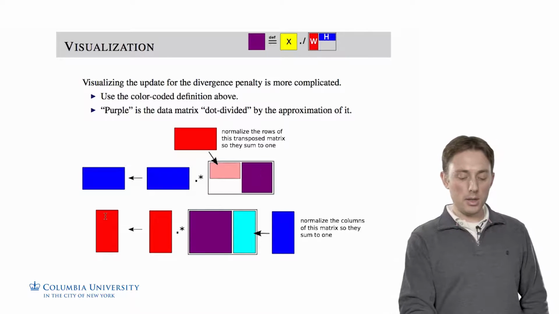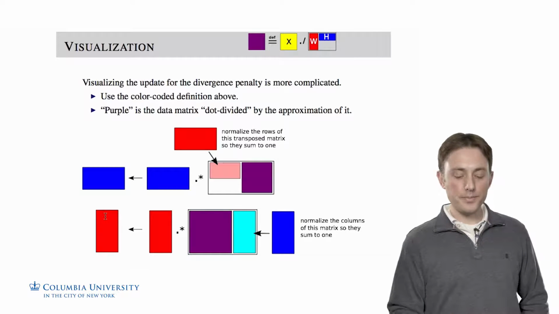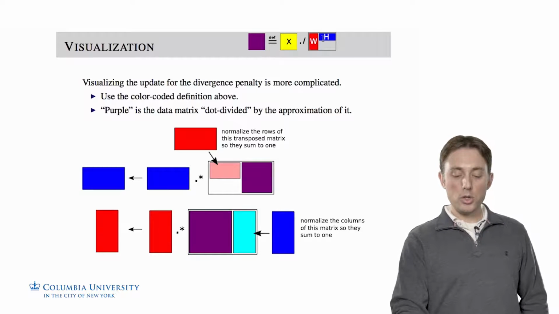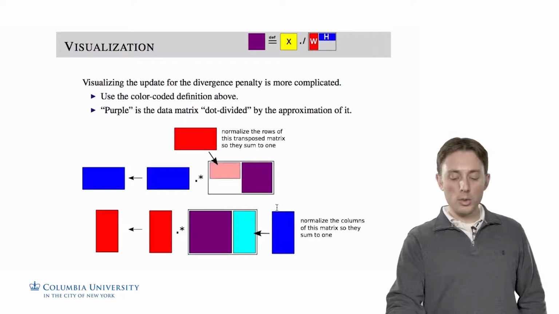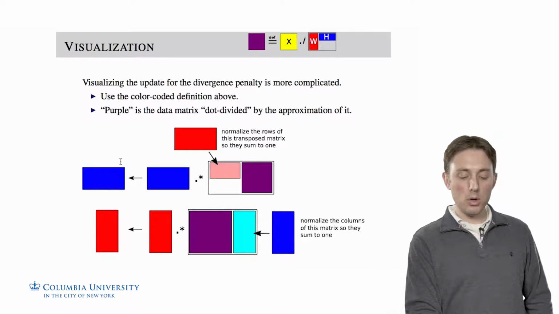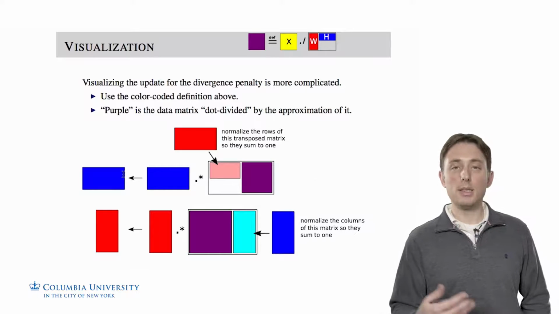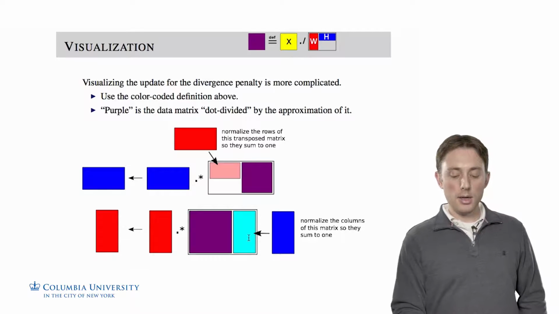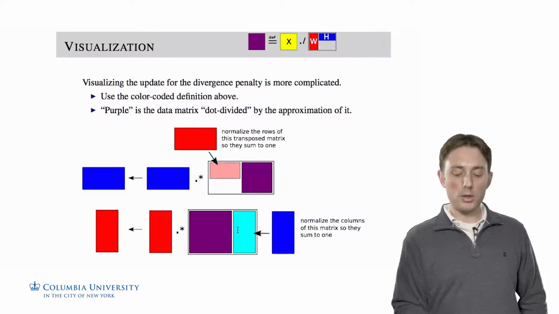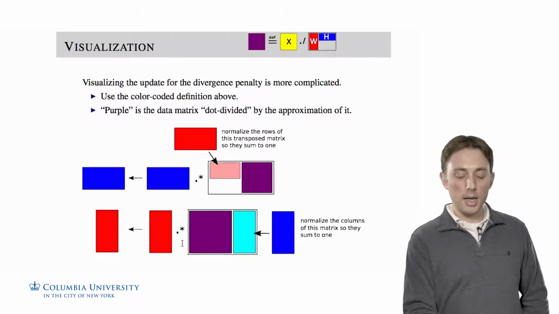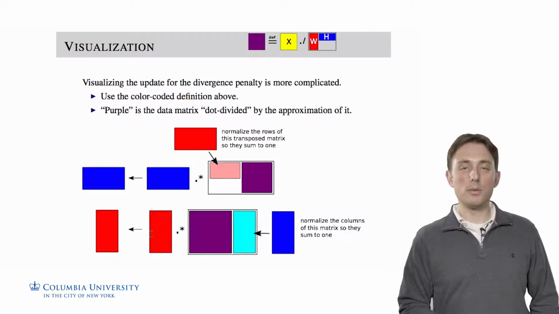Similarly, for updating the matrix W, we take the matrix H, we transpose it, and then normalize the columns of the transpose, or equivalently, normalize the rows of the original matrix so that they sum to 1. And then do matrix multiplication of this purple matrix that we get this way with the normalized matrix, and then element-wise multiplication of the result.